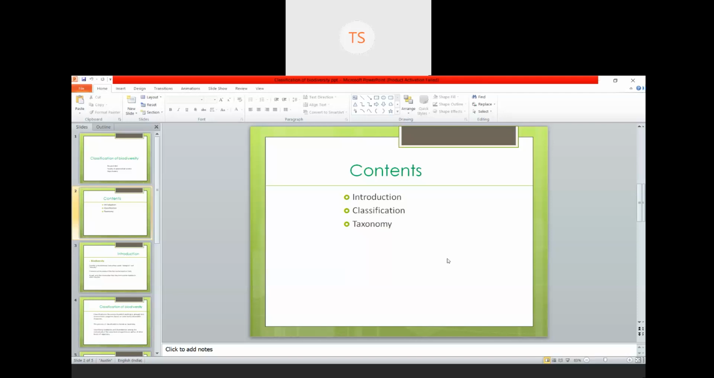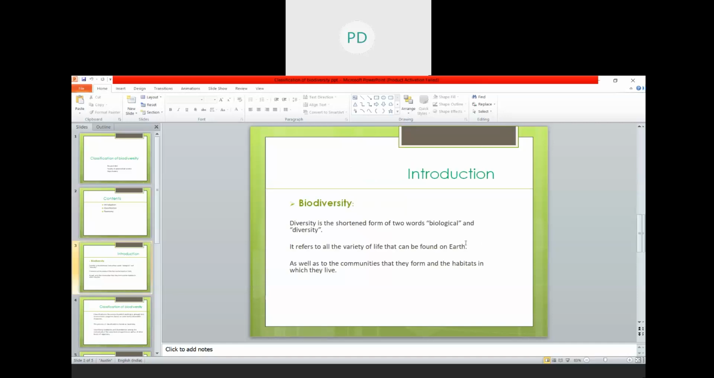Okay, I will explain. Biodiversity is the shortened form of two words, biological and diversity. It refers to all the variety of life that can be found on earth, like plants, animals, fungi and microorganisms, as well as the communities that they form and the habitats in which they live. Do you have any questions? No, ma'am. Okay, now we will discuss the process of grouping and classification.